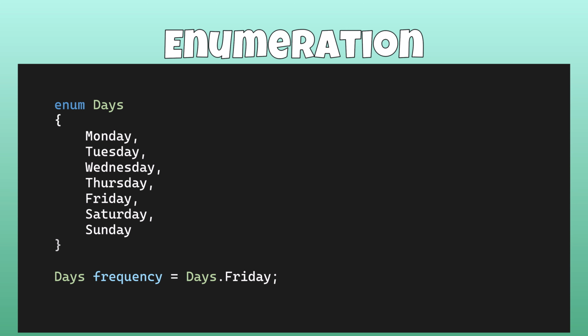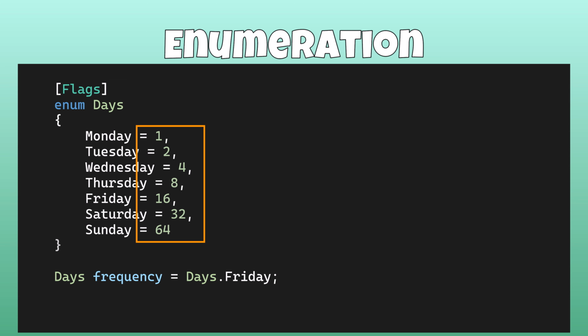Luckily for us, we can add the Flags attribute to our enum. So we write Flags in square brackets just above the line where we've declared our enum. This attribute allows you to select several values in the enum. In order to be able to select several values, we also need to assign specific values to the members of the enum, specifically powers of 2. So 1, 2, 4, 8, etc.